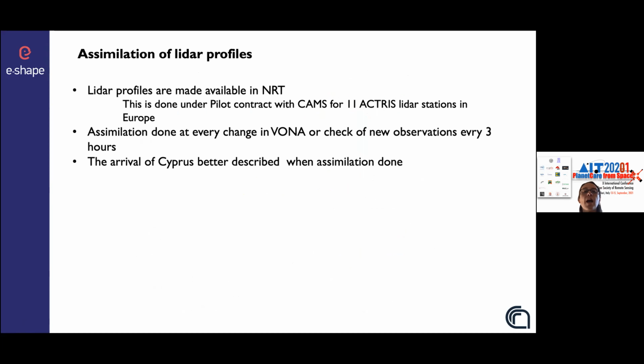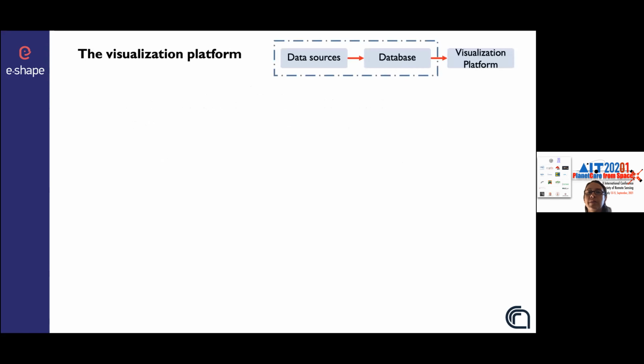All of this can also be simulated, and LiDAR profiles are made available in real time. This is done under a different contract with CAMS for 11 ACTRIS stations, showing the potentiality and the possibility of near real-time provision, and so in principle also simulation. This is done at pilot level at every change in the situation in the VONA, so in the alert, and also checking for new observations every 3 hours. In this way, the arrival of the plume for the March 2021 Etna eruption over Cyprus was better described when a simulation is done.